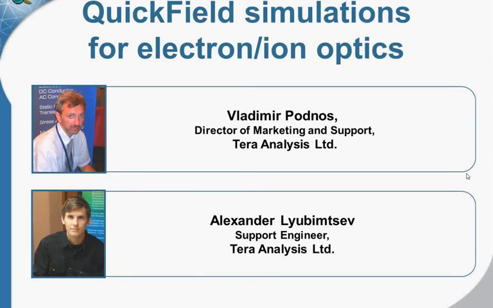You may use export of the field to text file, to binary file, or you may directly access QuickField through our object interface from SIMION and get field results for each point and then calculate trajectory and analyze it in SIMION package. So today we discussed different possibilities for applying QuickField for electron-ion optics problems.